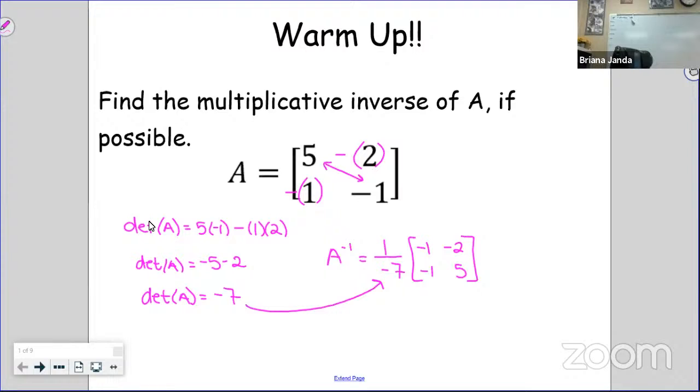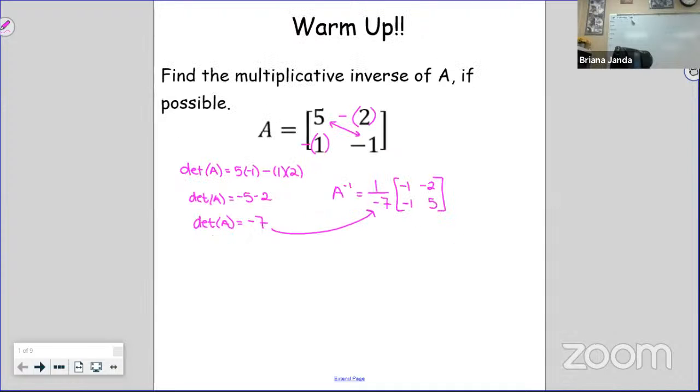Questions so far? And finish it out by distributing and simplifying. Negative times a negative is positive. Again, positive. Again, positive. And negative. Questions for me?